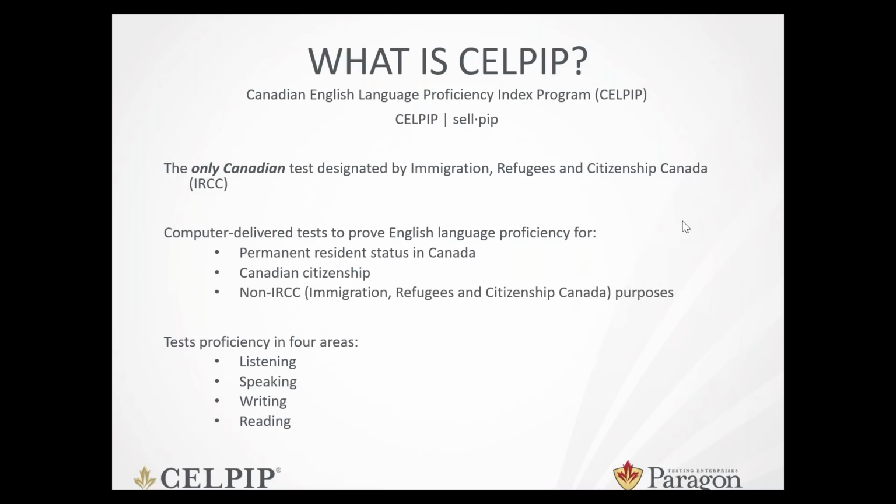Now, the CELPIP test is the only Canadian test that's accepted by Immigration, Refugees, and Citizenship Canada. So if you're applying for immigration or permanent resident status or to become a Canadian citizen, the CELPIP test is the only Canadian test that's designated by the IRCC. Now, every time we talk about the IRCC, that is formally known as the name that you might know them by, which is the CIC, or Citizenship and Immigration Canada. So just keep in mind that anytime we talk about the IRCC, it's the CIC.